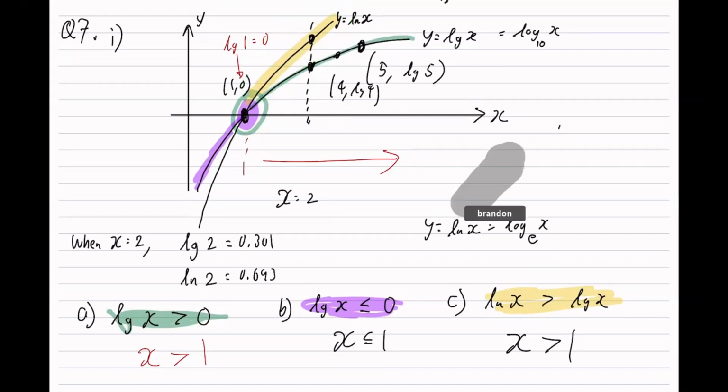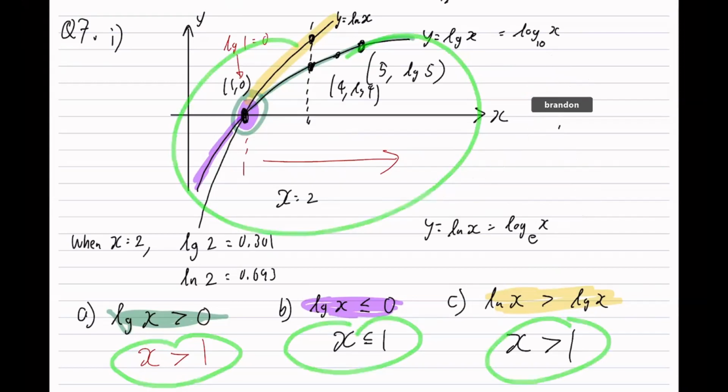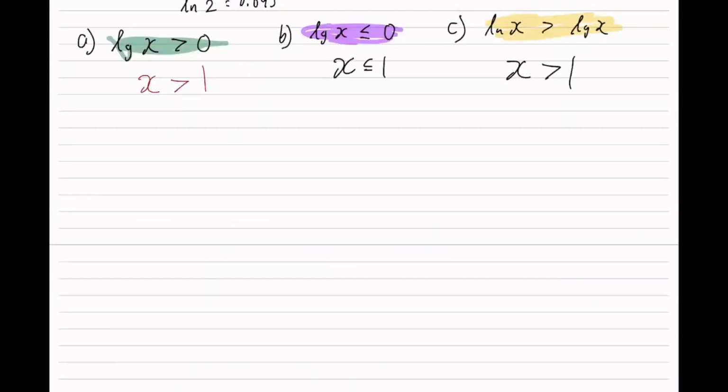Okay, understand this idea? You can use the graph to solve the inequality. This is actually almost an A-level H2 math topic already. H1 also: using the graph to deduce the solution to an inequality. Okay, moving on. Question 8.